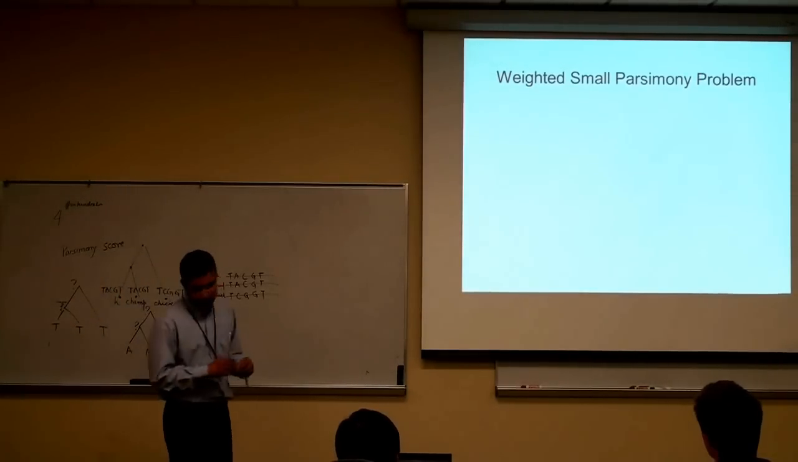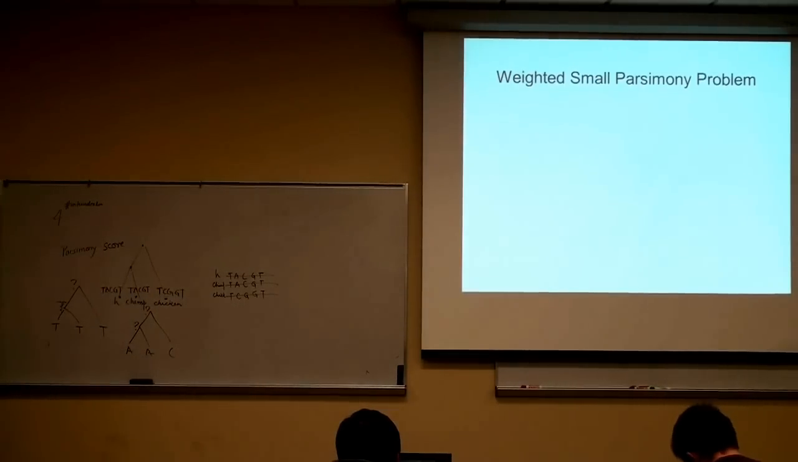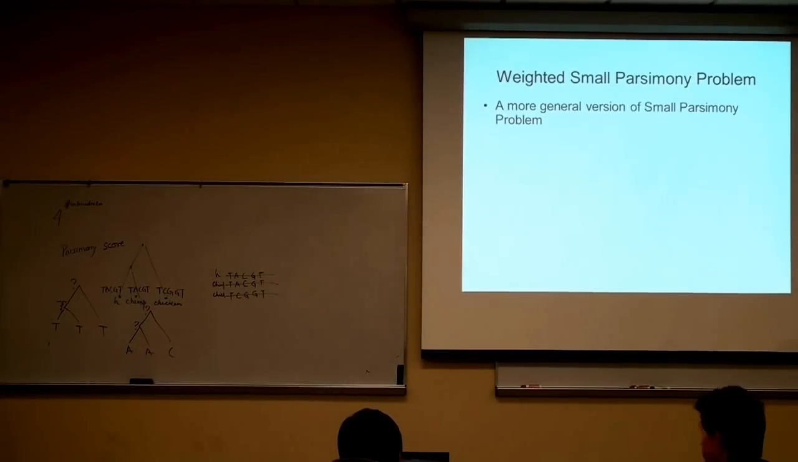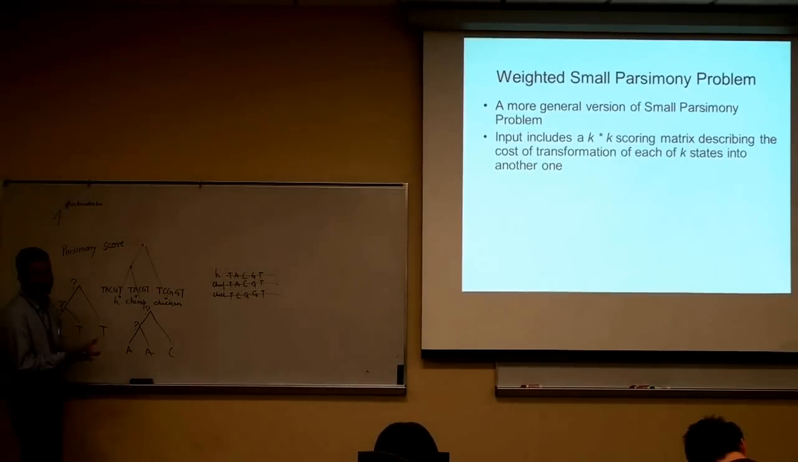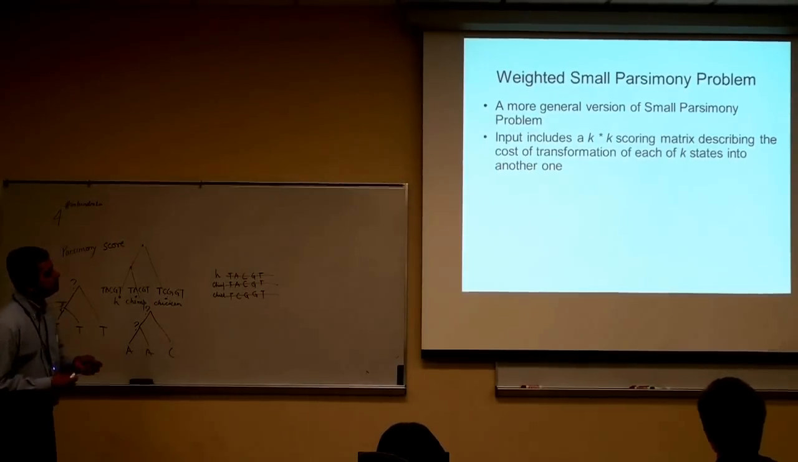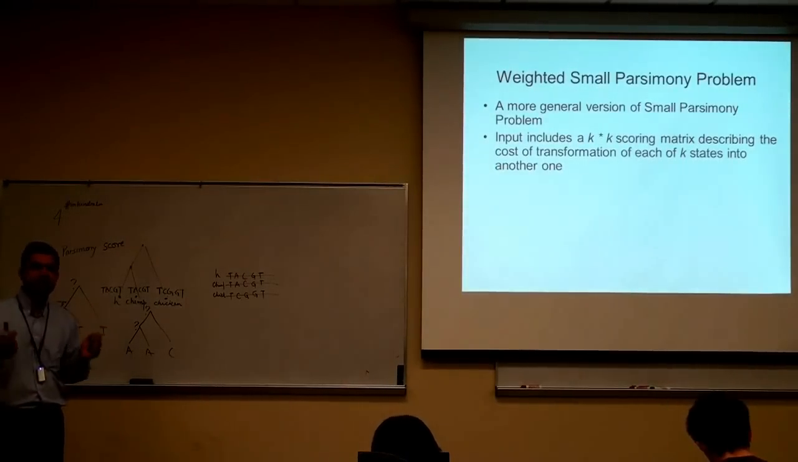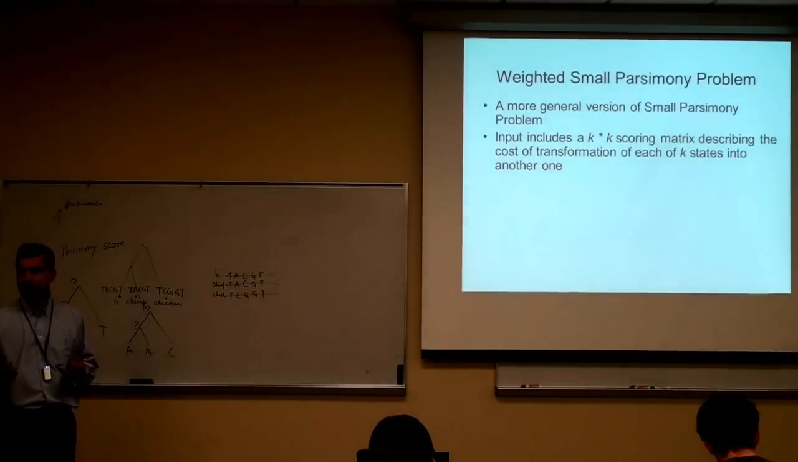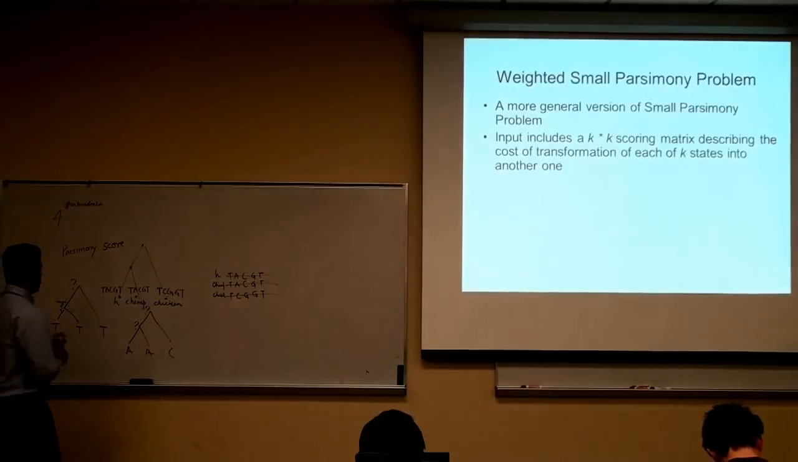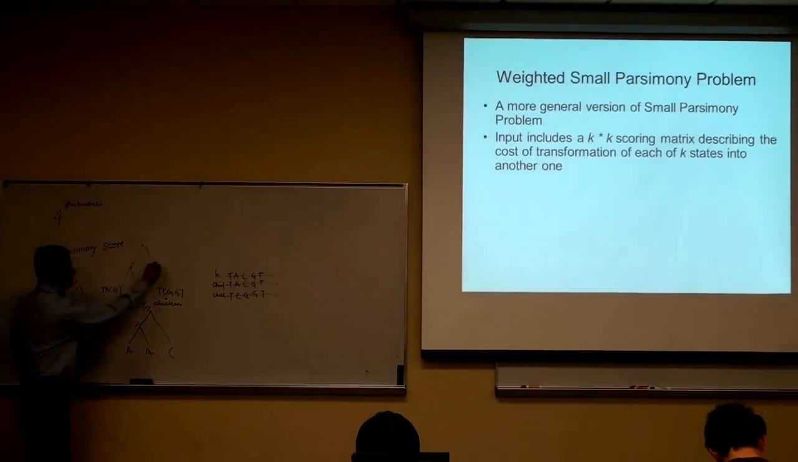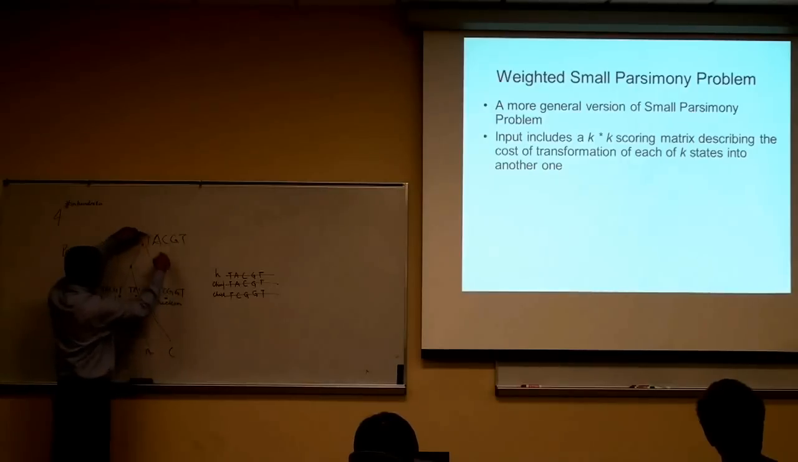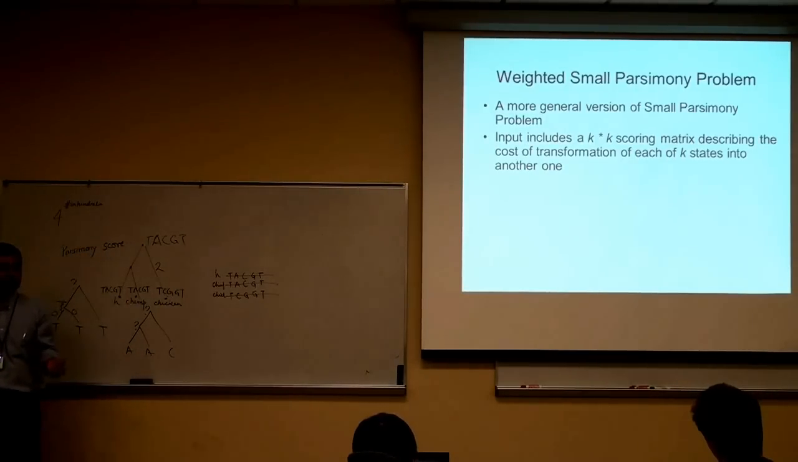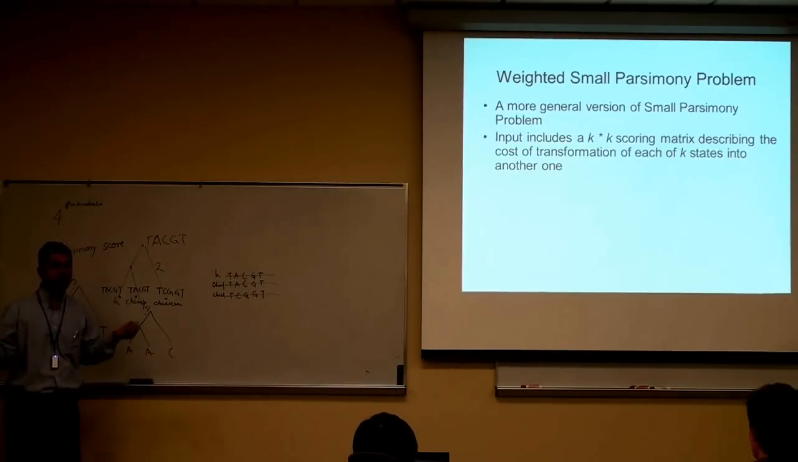Before moving on, we'll just generalize the problem a little bit by defining the so-called weighted small parsimony problem. It's a more general version of what I described, where you have a scoring matrix for every pair of characters, just like in the alignment situation. It's not just match or mismatch. It's not just mutation or non-mutation. It's not just 0 and 1. The A to a C could have a score of 3. The C to a G could have a score of 1.5.